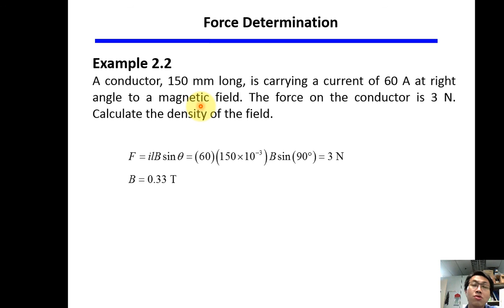So first of all, we need to use an equation: F equals ILB sin theta. I have F, which is 3 Newton. I have I of 60 amp. I have a length of 150 mm. But I don't have B. And I have a right angle, sin 90. So I put it into the equation, and I get my B equals 0.33 Tesla.